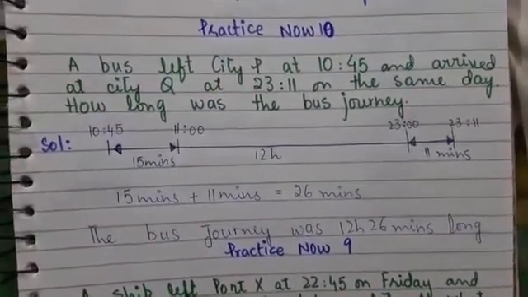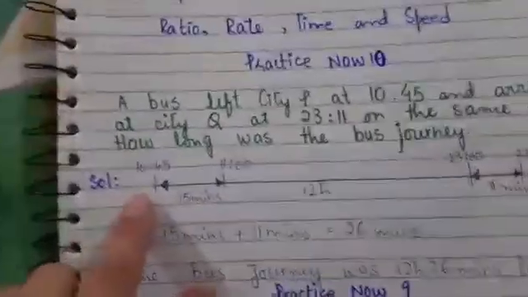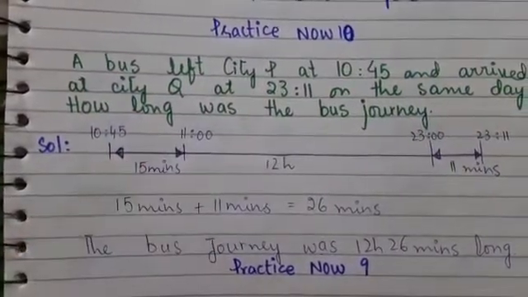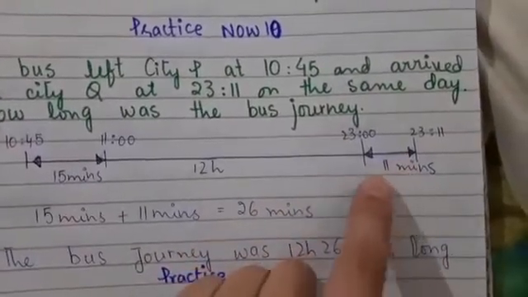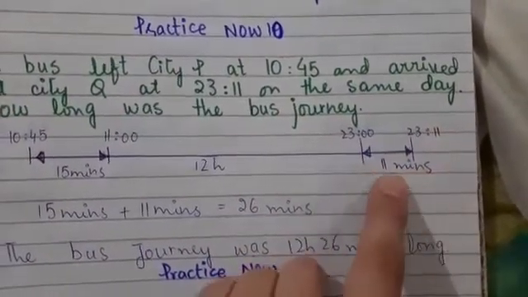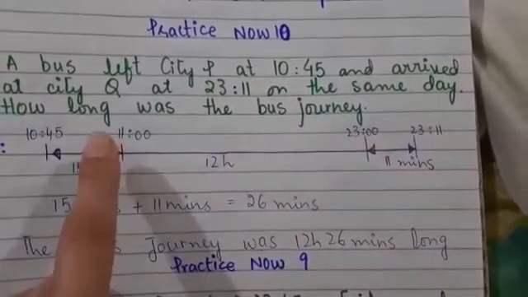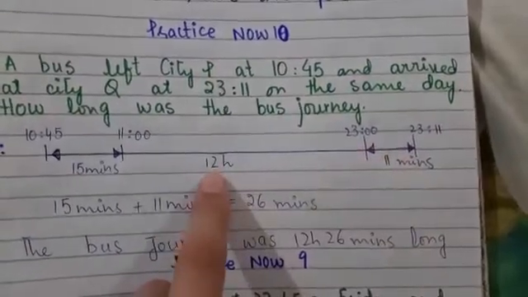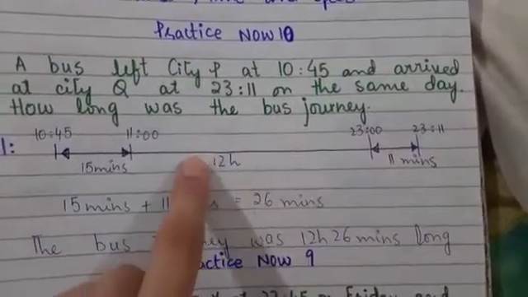Okay, so firstly we will understand this with the help of a model. Here the time is 10:45. We see that after adding 15 minutes to 10:45, the time will be 11. Similarly, at the arrival time, the time is 23:11, so we will subtract 11 from here to get 23, and the time difference of 11 and 23 is 12 hours. Okay, so we can easily see here that the hours are 12.